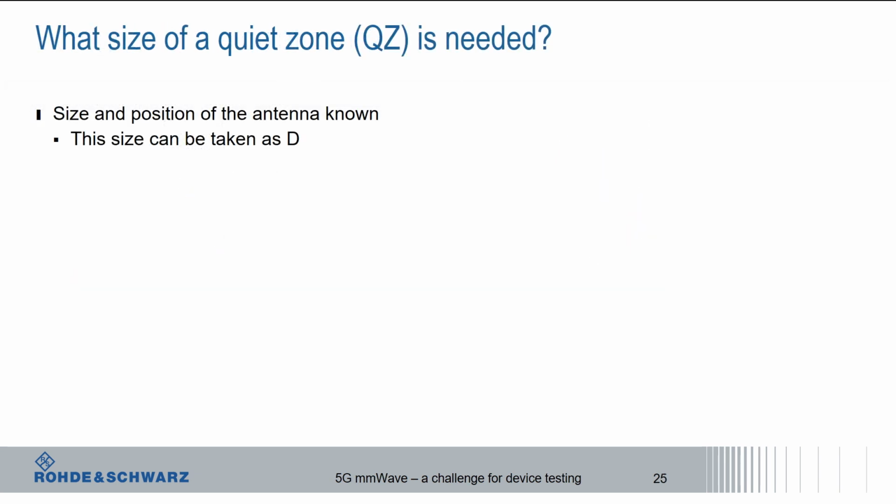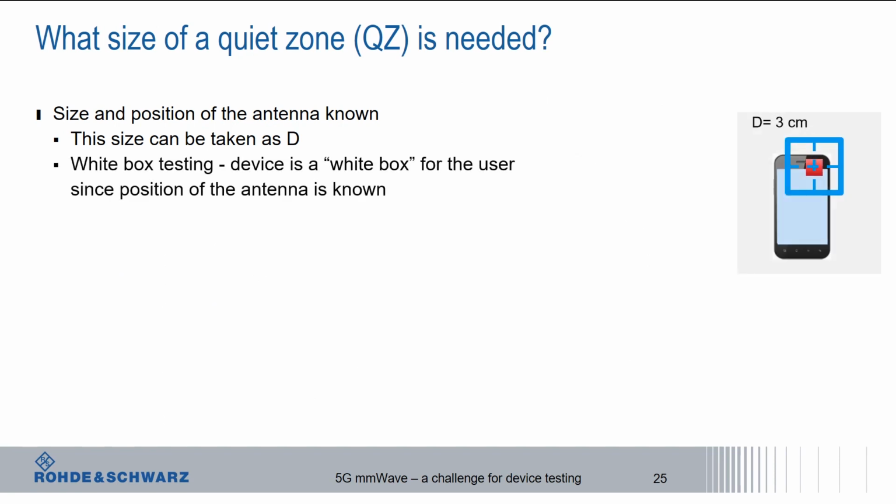Now, what size of a quiet zone is actually needed? So how far do I have to go away to be able to measure my device under test? Do I need a huge quiet zone? Do I need a really tiny quiet zone? Well, again, this depends. Basically, it depends on d, because lambda is given, 2d squared over lambda is the border again. Lambda is given from the frequency that I'm using my device in, but how big is d? D depends now on your particular use case.